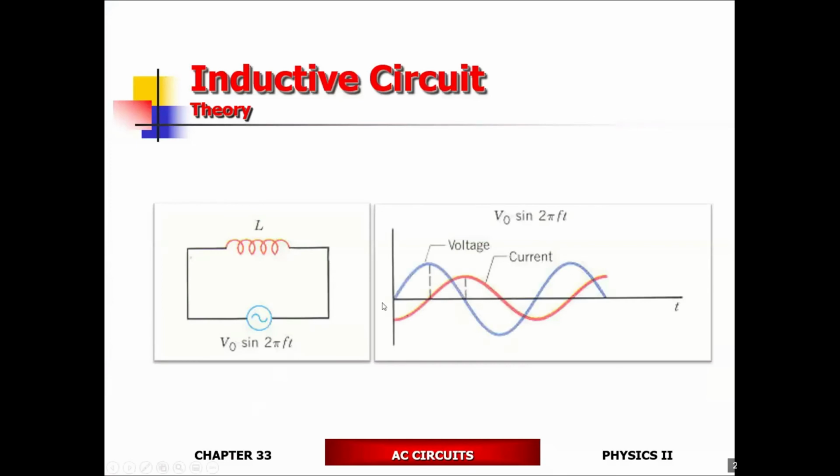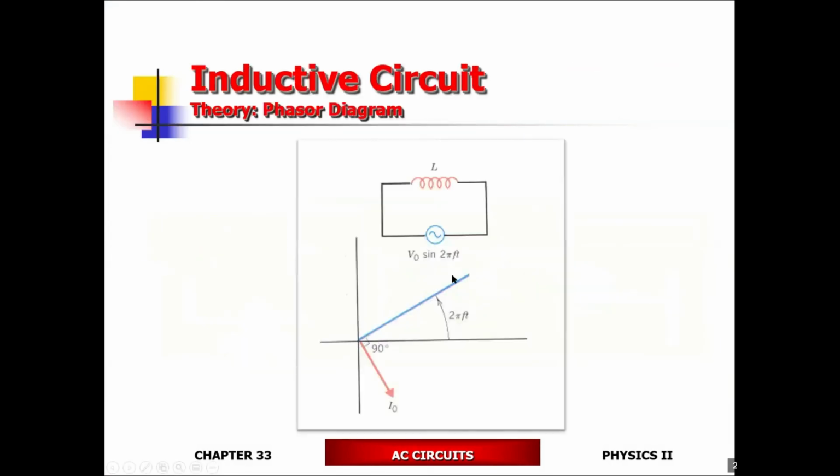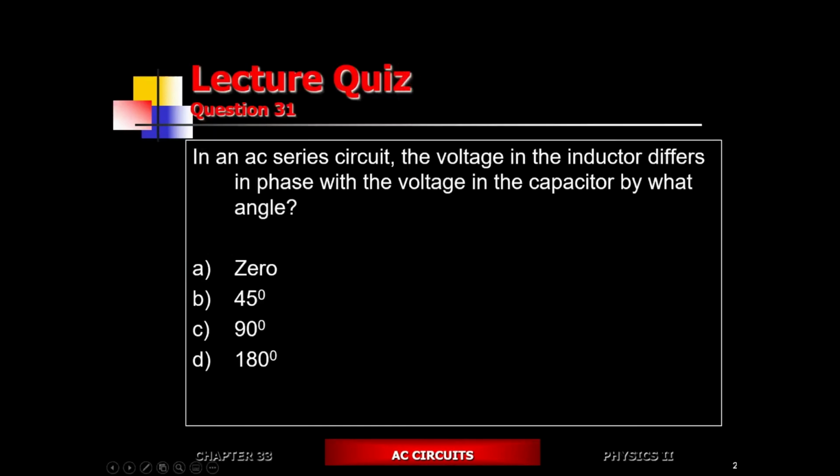So in this case, voltage is what drives current, but the current happens at a later stage. Which means that the voltage leads the current by 90 degrees. So the voltage leads the current by 90 degrees in terms of the phasor diagram.